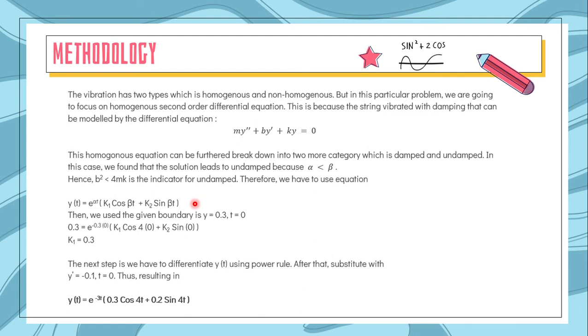Then, we can use the boundary condition given, which is y equals 0.3 at t equals 0, to find k1. The next step is we have to differentiate y(t) using the power rule. After that, substitute y prime equals negative 0.1 at t equals 0. And we will get the general equation y(t) equals e to the power of negative 3t times 0.3 cos 4t plus 0.2 sin 4t.